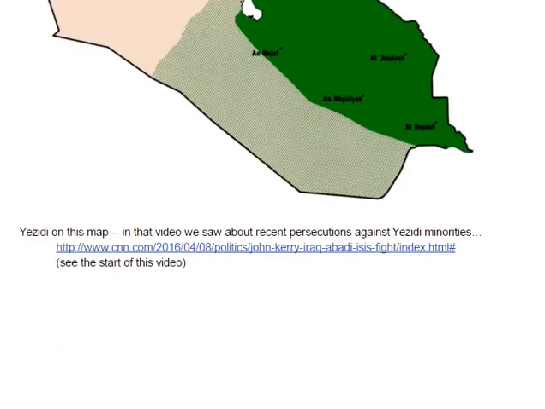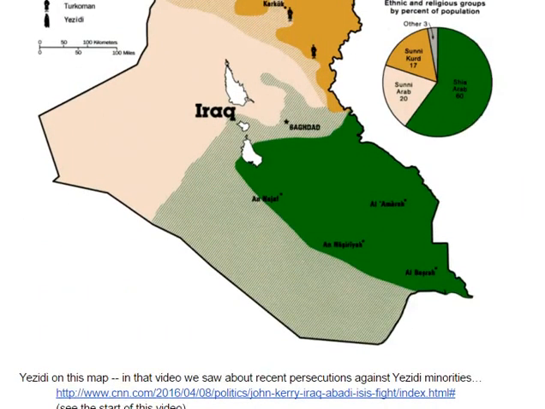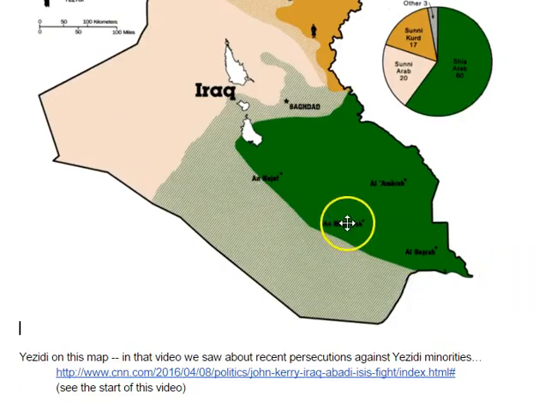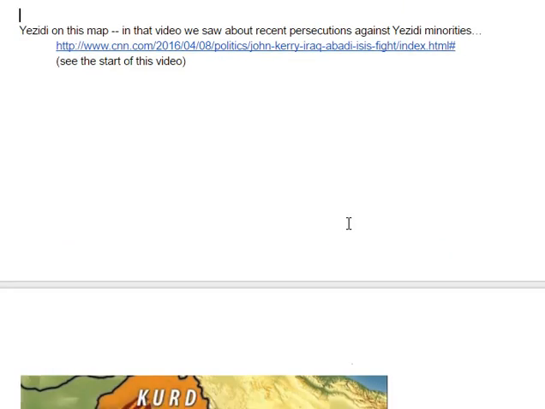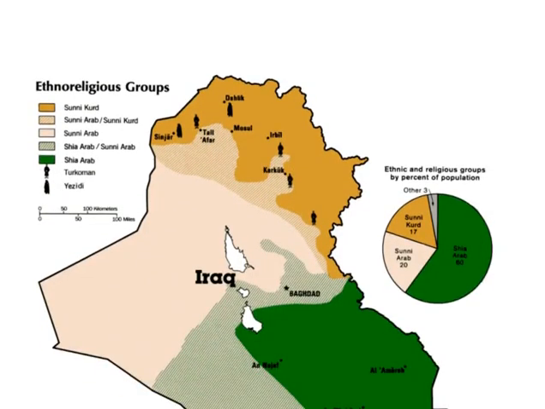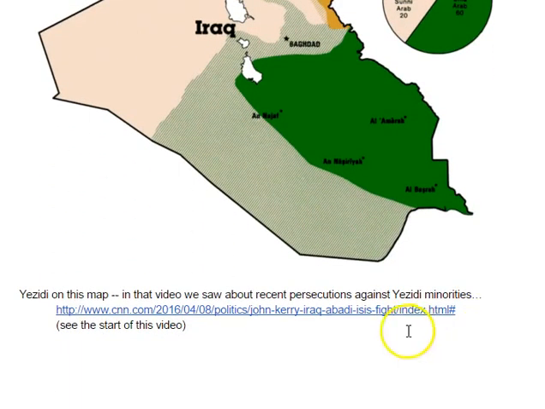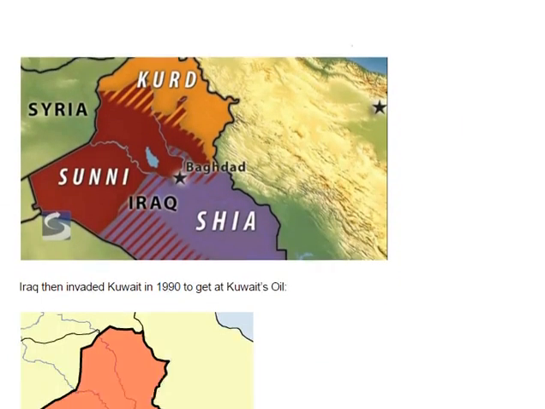Sorry about that shakiness. It mentions Yazidis on this map, and we saw Yazidis, it's going all over the place, I apologize. Up here where it shows Yazidis, we just saw a video of John Kerry going to visit Iraq, and if you click on that link, it starts talking about persecutions against Yazidi minorities. So Iraq is now a pretty big mess.